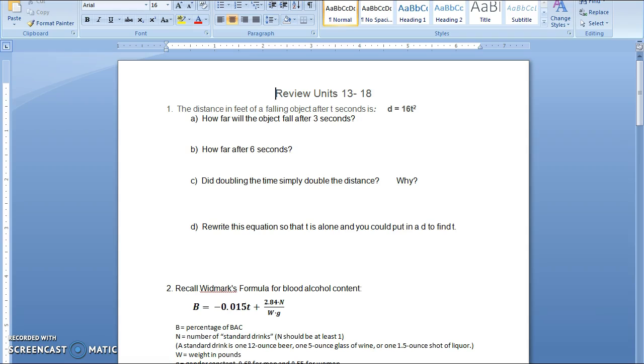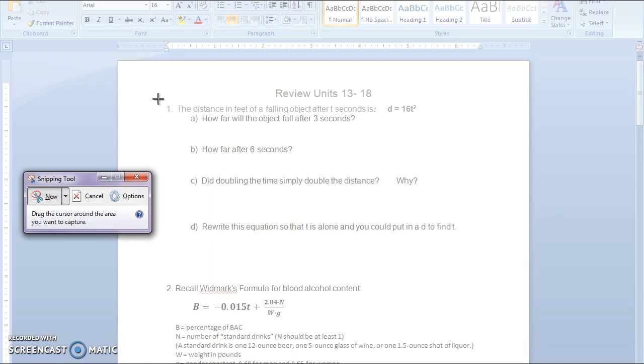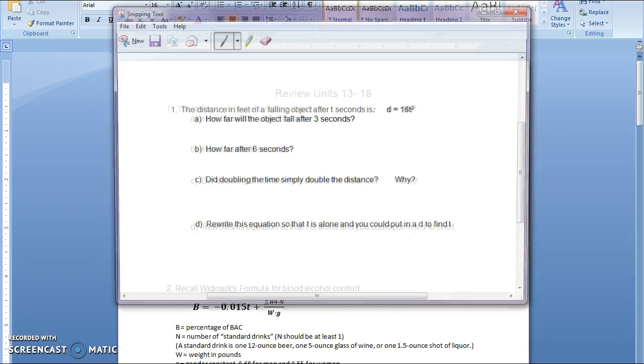I apologize that I can't be in class this morning, but I thought the next best thing would be if I could go over this review with you so that you had the information for the test on Monday. So we're going to start with this first question regarding the formula for a falling object.